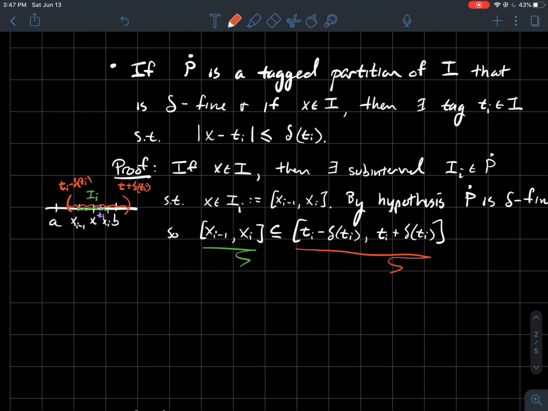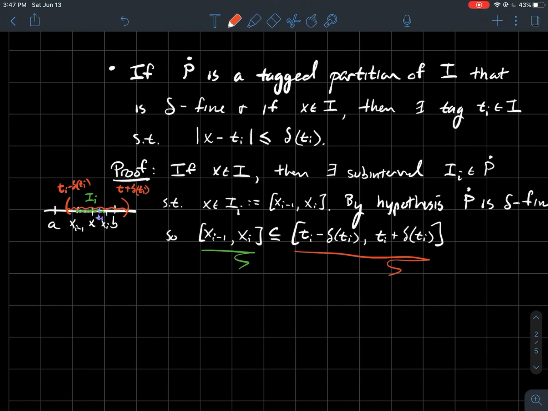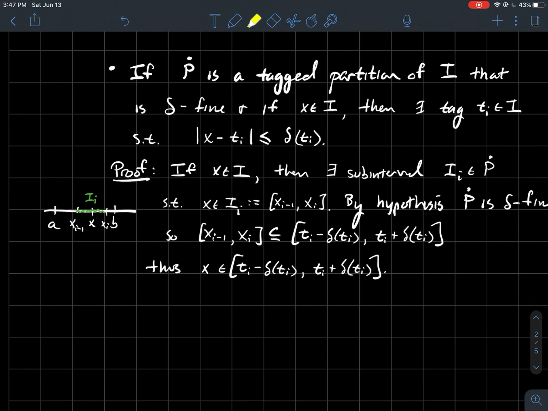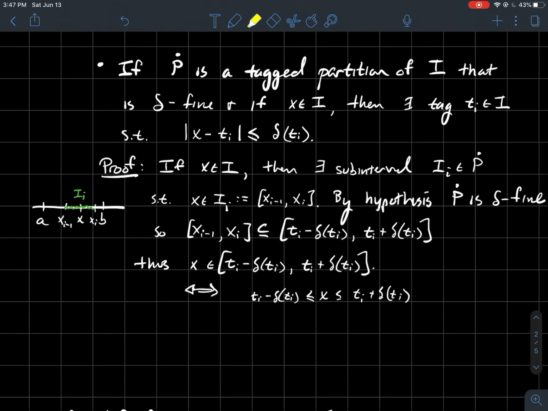So now we're going to unpack this a little bit. So what do we know? Well, x is an element of the green interval. Therefore, x is an element of this orange interval. So I'm going to write that down here somewhere. I guess I've got some stuff to erase. But that's the idea so far. So x is definitely an element of that orange interval that I just erased. Now we're just going to unpack what that means. So that means x is between the left and right endpoints of that interval. Left endpoint, right endpoint, x is between them.